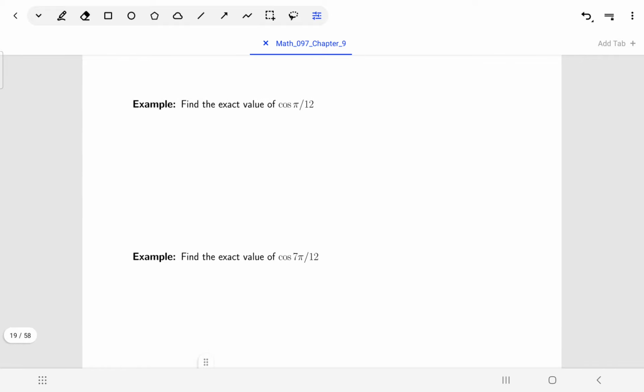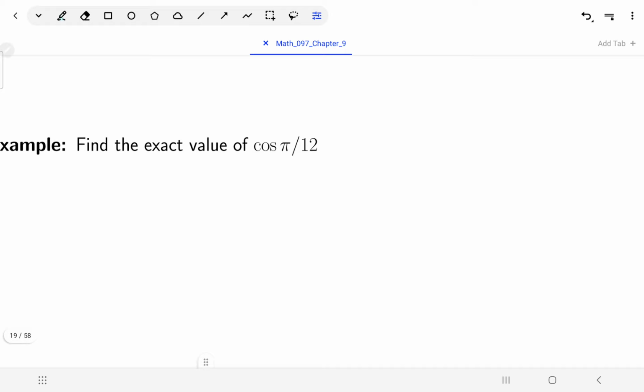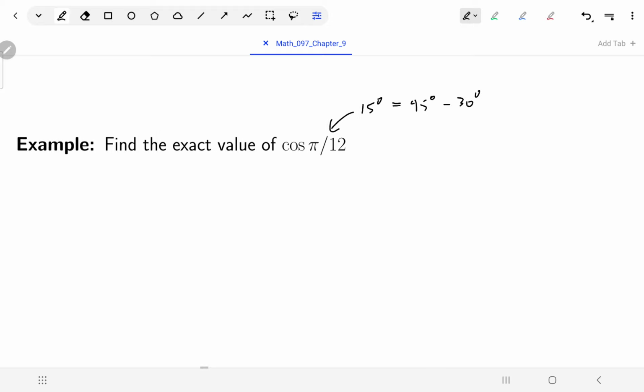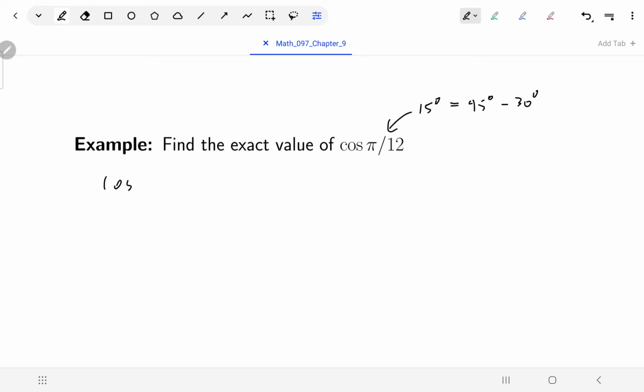I want to find what is cosine of pi over 12, and if I were thinking about that in terms of degrees, pi over 12 in terms of degrees is 15 degrees, and 15 degrees you could imagine as being 45 minus 30. So that means that if I'm looking for cosine of pi over 12, cosine of 15 degrees, I can do that as cosine of pi over 4, 45 degrees, minus pi over 6, 30 degrees. And now I'm just going to apply the cosine difference identity from the previous page.